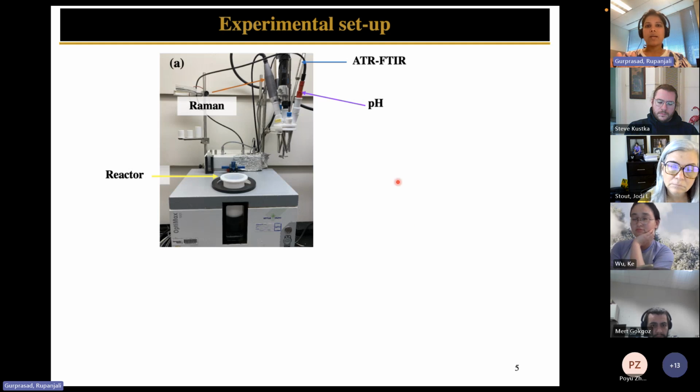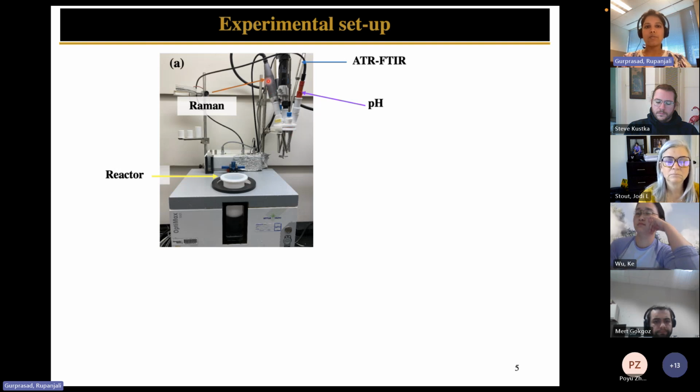So looking at what the experimental setup in our lab looks like, of course we have an Optimax reactor. The reactor that we use is a Teflon material because, as I was mentioning, the waste is highly alkaline, and so we started noticing some degradation and etching on the glass reactor. So we switched to a Teflon reactor. We of course have a lot of in situ probes. We have the Raman here, we have an ATR FTIR probe.